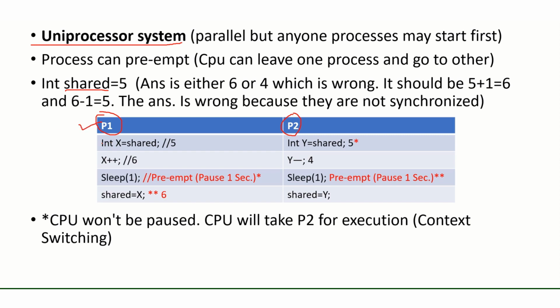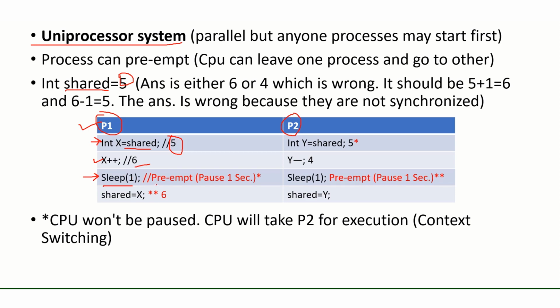So the first statement in P1 is this. Here we have declared one local variable x, integer type, that is equal to shared. So what is the value of shared here? It's 5. So x becomes 5. The next statement is increment x. So this becomes 5 plus 1 equal to 6. And now see the third statement. It is sleep. Sleep 1 means sleep for 1 second.